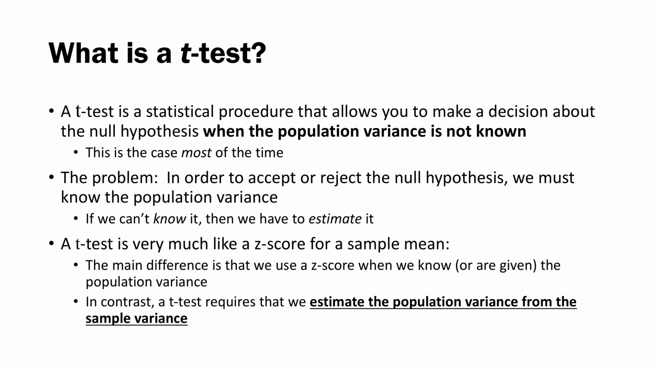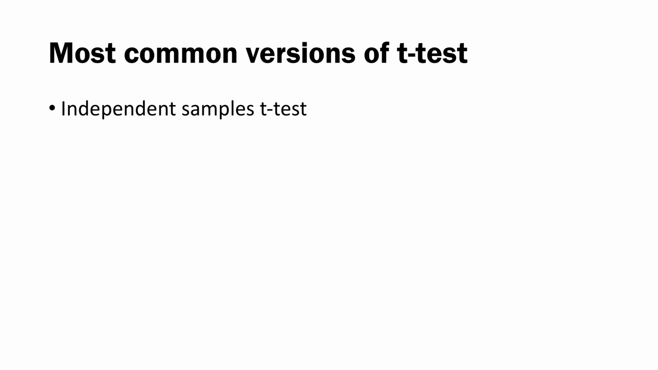The main difference is that we use a z-score when we know or are given the population variance. And in contrast, a t-test requires that we estimate the population variance from the sample variance. So those are some technical foundation points for a t-test. This is when we would use it relative to a z-score.